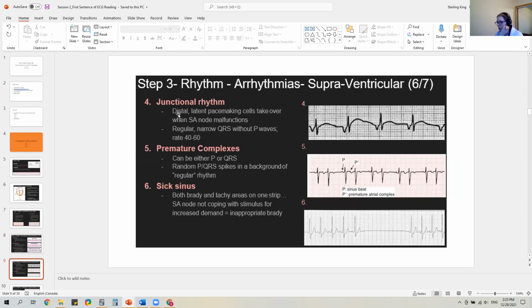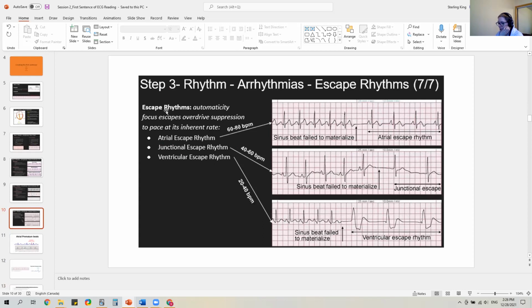Some other rhythms, there's a junctional rhythm. So essentially what happens is when the SA node isn't firing correctly, then something else will take over for it. So the next slide describes this in more detail, so I won't talk about it too much here. There's also premature complexes. I have a couple more slides explaining that, so we're just going to move past this right now. And then sick sinus essentially means that the SA node doesn't work for a little while. You can see here, this completely stops, and then it kicks back in again.